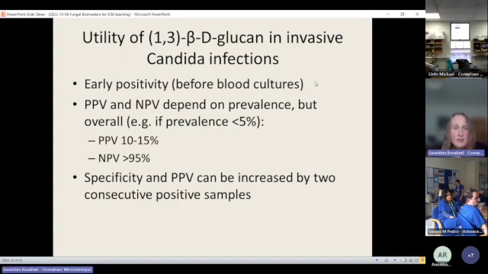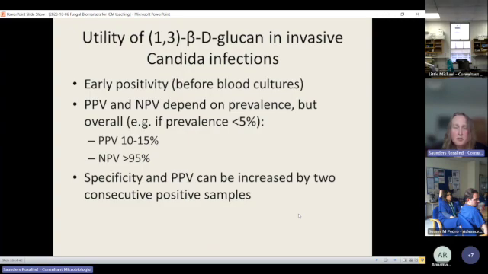In invasive candida infections, beta-D-glucan can become positive early, before blood cultures, and in fact in some cases blood cultures might not become positive at all because the sensitivity isn't perfect, and the positive and negative predictive value would depend on prevalence. But if you peg the prevalence to be less than 5%, then you can expect actually quite a good negative predictive value, but the positive predictive value is actually still pretty low.